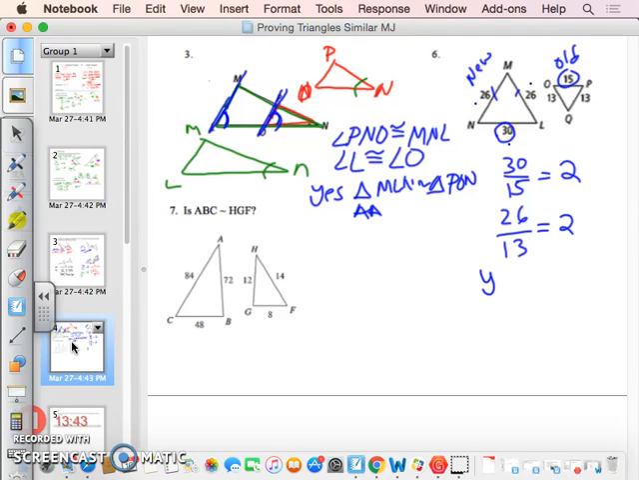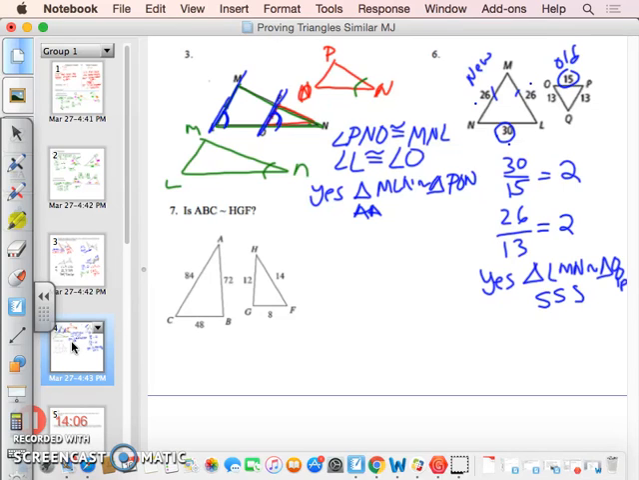So I can say that yes, because the side lengths are proportional, this triangle LMN is similar to triangle OQP. And that's because of side to side to side. All right, last one. We want to know if these are congruent.